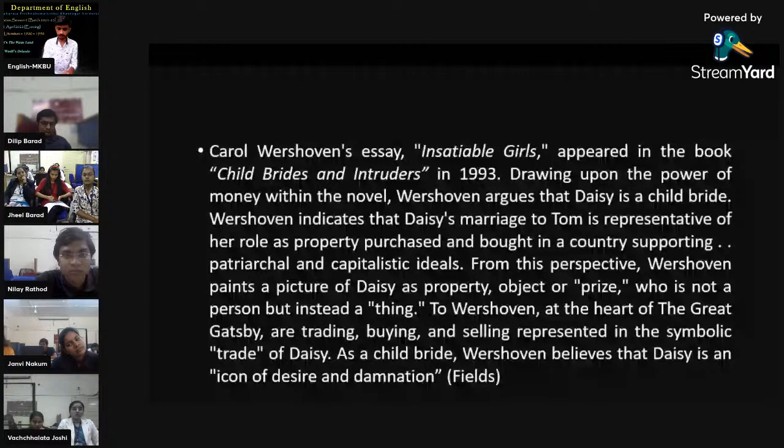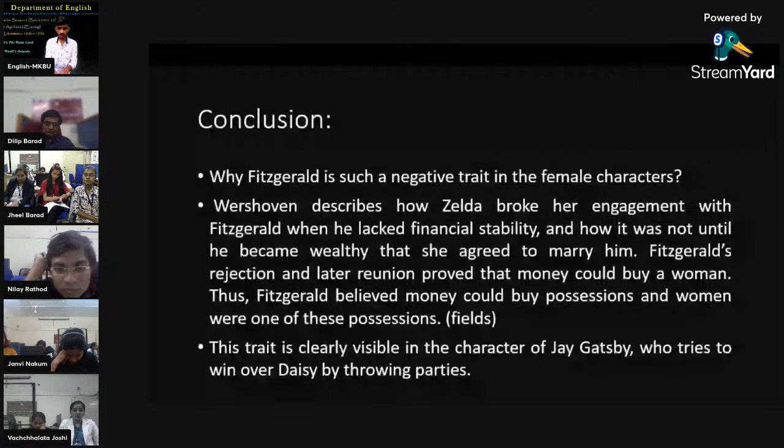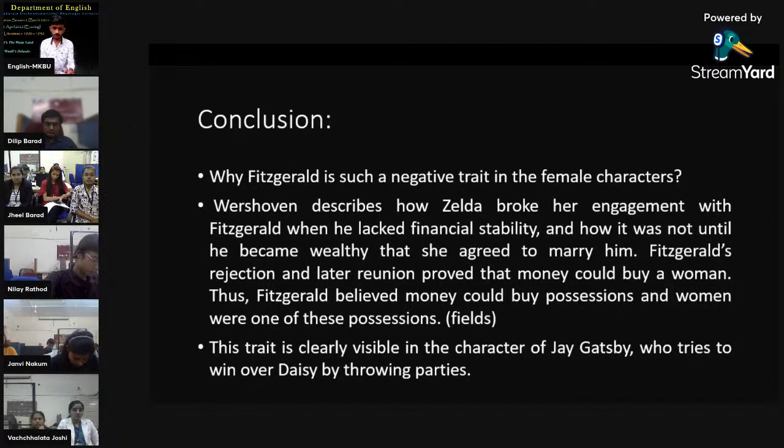Conclusion. So the question might come up: why is Fitzgerald portraying such a female character in a negative way? The answer to that is his personal experience. His wife Zelda broke her engagement with Fitzgerald because he lacked financial stability, and it was not until he became wealthy that she agreed to marry him. And another one, a celebrity, was Ginevra King, whom he dated for a long time, but she left him too because he was poor.